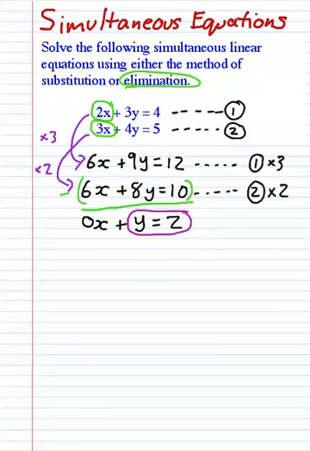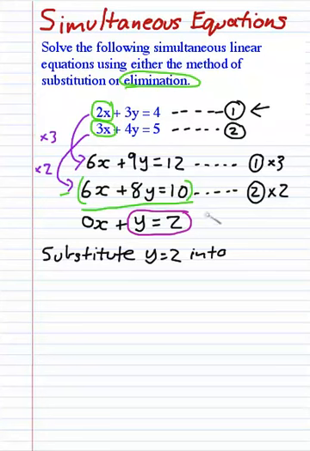Have we finished the question? Well, not quite. We've found y, but we still need to find x. And how do we find x? Well, we need to substitute what we've just found, y equals 2, into either of the two equations, the top two equations. So why don't we put it into the first one, just because it's nice and easy.